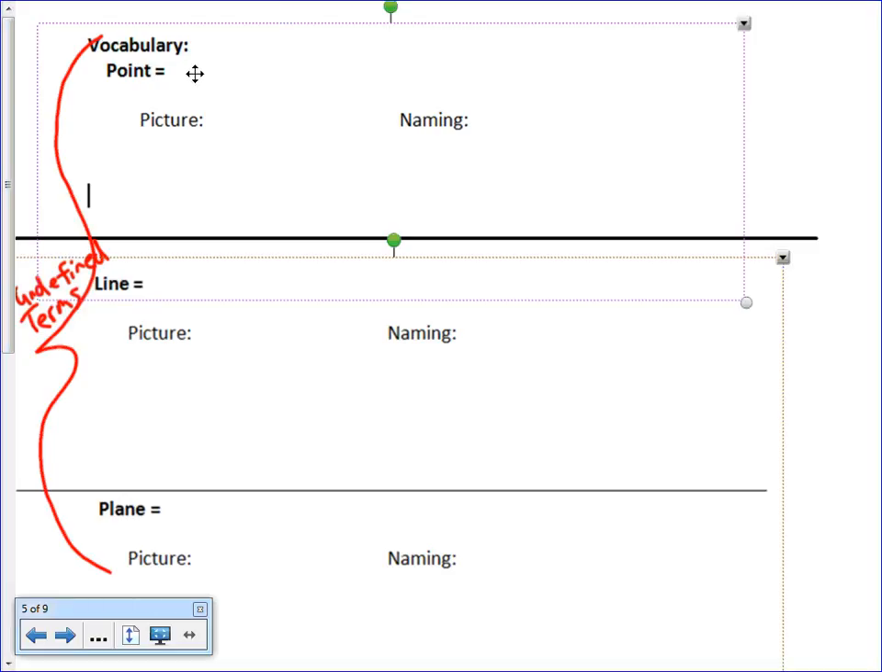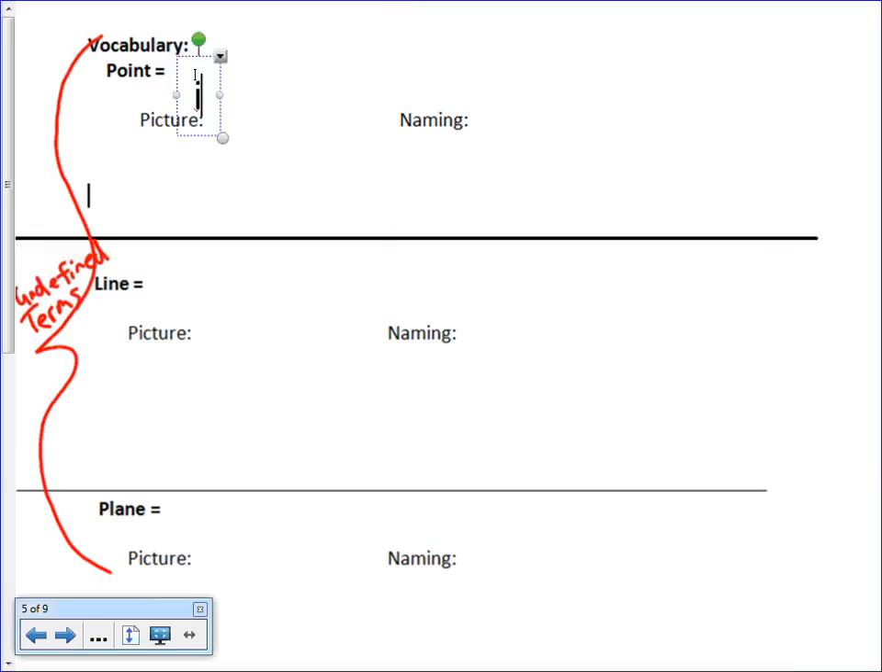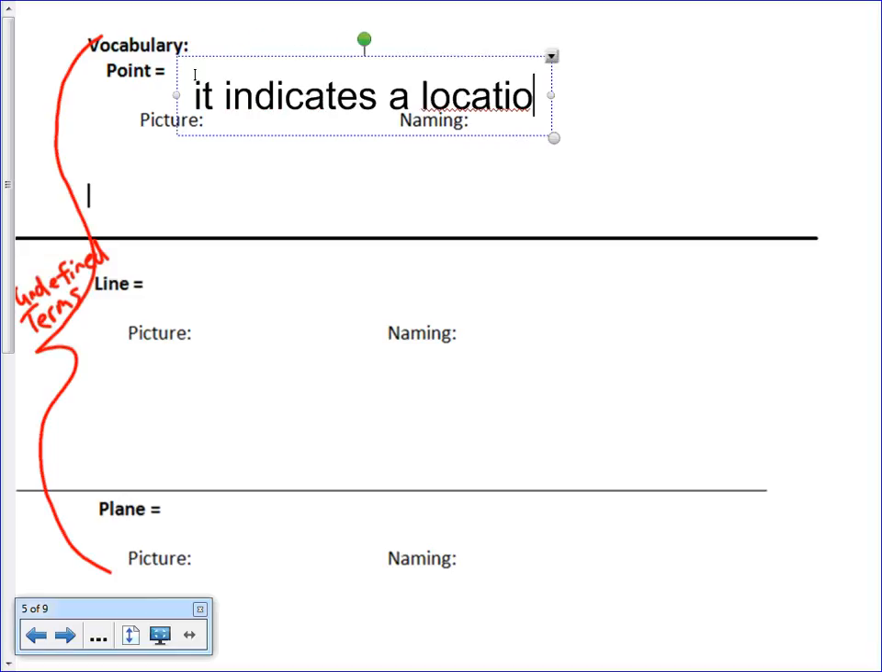So for a point, I'm going to type this in actually. The only thing that we really know about a point is, because we don't know how big a point is or how small it is, we can't describe that. What a point does, it indicates, and I'll make this a little bit smaller, a location. And it has no size. So that's why it's hard to describe.